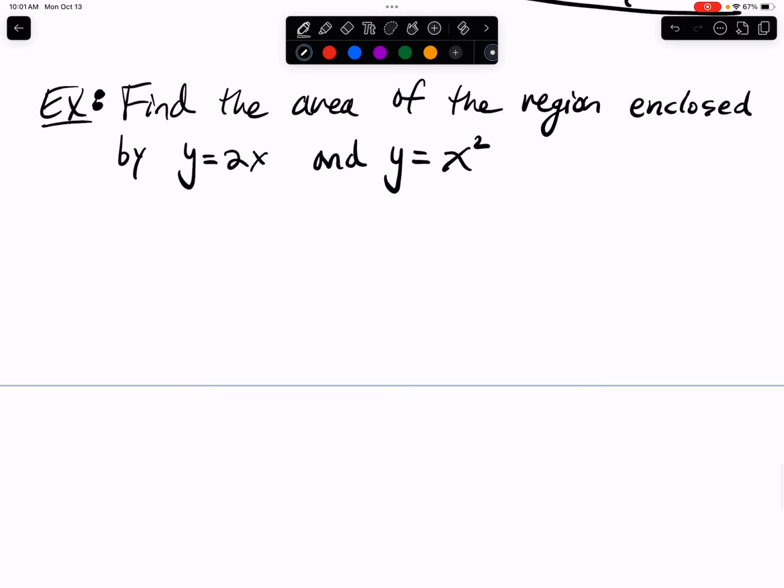So we're going to find the area of the region enclosed by y equals 2x, which is a line, and y equals x squared, which is a parabola. All right.